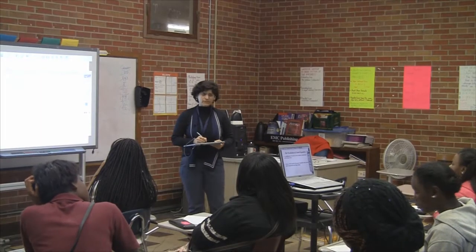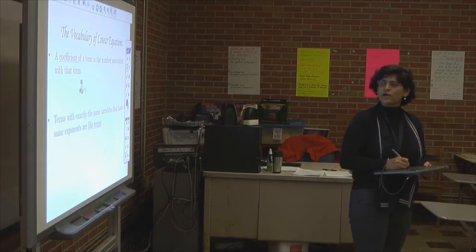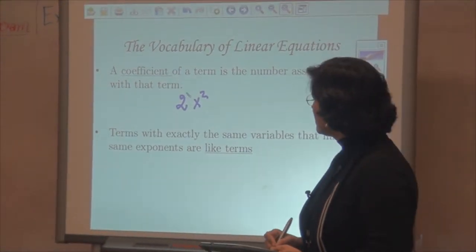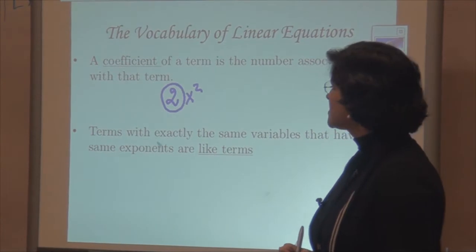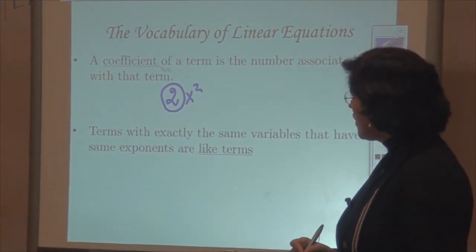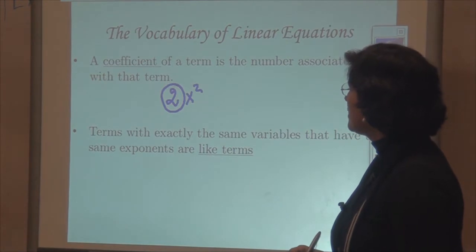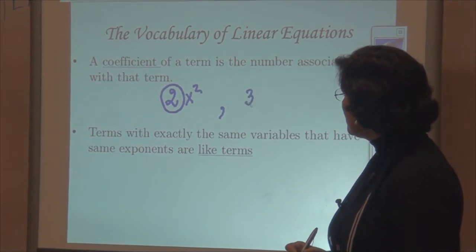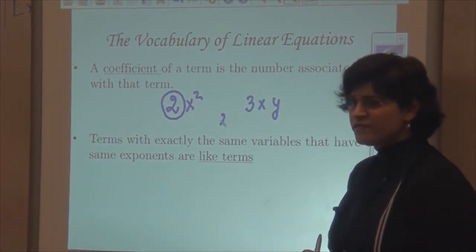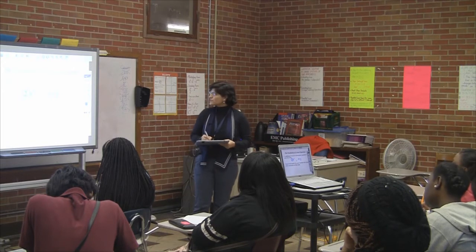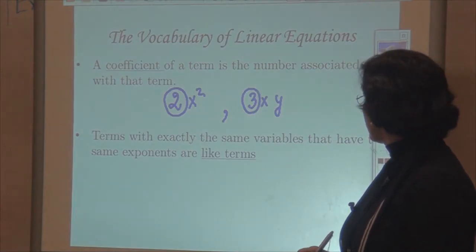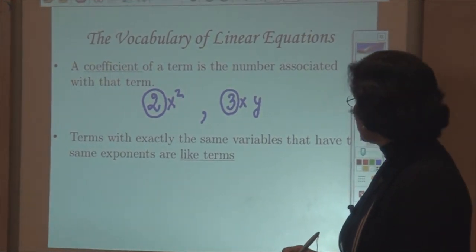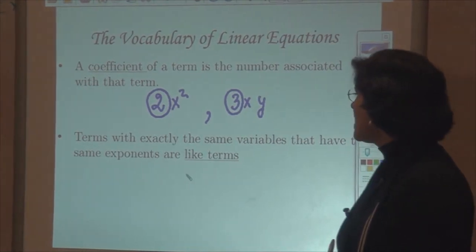Now what's a coefficient? Suppose I have a term 2x squared. What's the coefficient over here? The number that is before the variable is called the coefficient. A coefficient of a term is the number associated with that term. So we have a number here. Another example is 3xy. What's the coefficient? Can I get some answers? 3. Yes, 3 is the coefficient. Great.